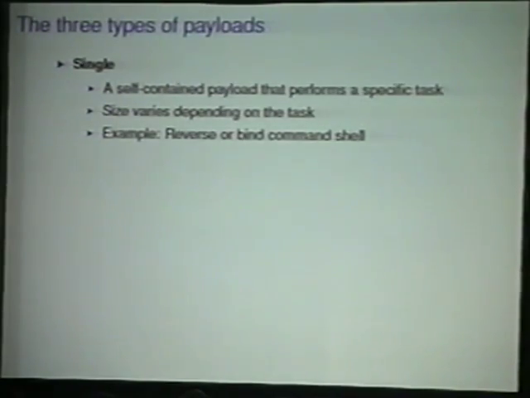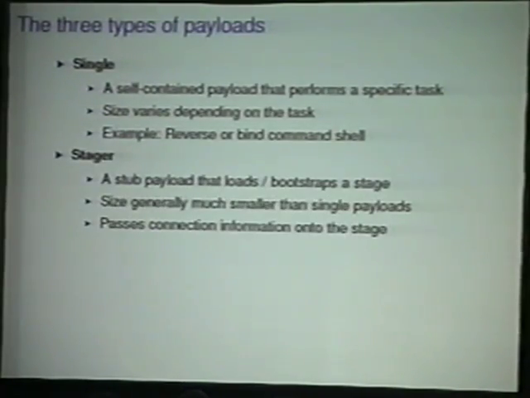If you just see a big shellcode blob in a C exploit or something, this is going to be a single payload. Everything's all inclusive. Maybe it gets encoded or something, but it's still just one. It's definitely the most common.